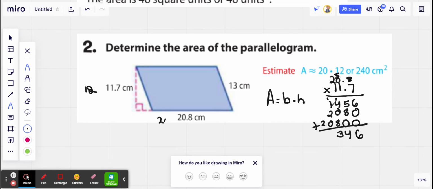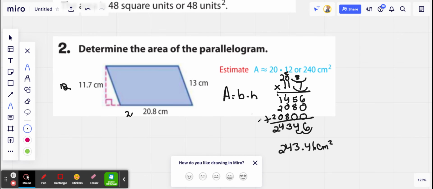1 plus 1 is 2, and 2 plus 2 is 4, and then 2. Now, how many jumps do we have in our answer? Well, we have 1, 2 jumps, so 1, 2. So the area would be 243.46 centimeters squared.